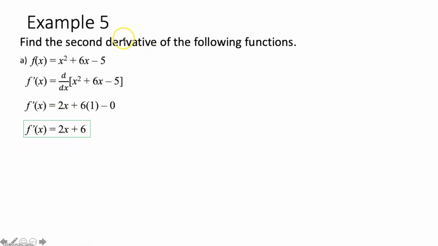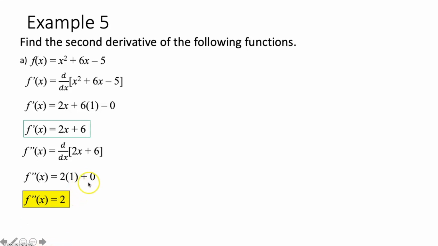But to find the second derivative, we then have to take the derivative of our derivative. So to take the derivative here, we just take the derivative of each term in our first derivative. So the derivative of 2x is just 2 times 1, and derivative of 6 is just 0. So we end up getting 2 times 1 plus 0, which is just 2. So the second derivative of this function up here is equal to 2. Part B, doing the same thing. We want to find the second derivative.